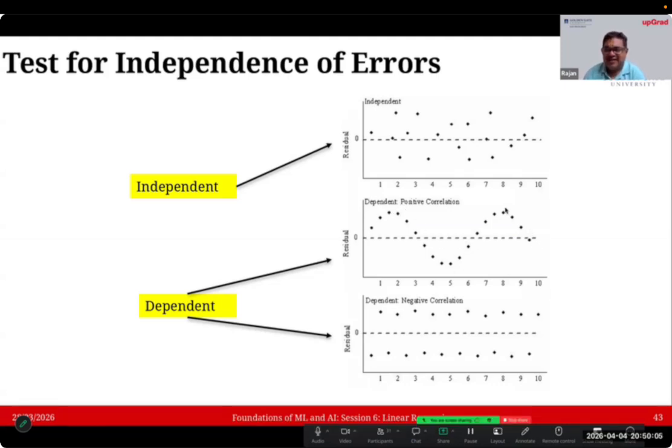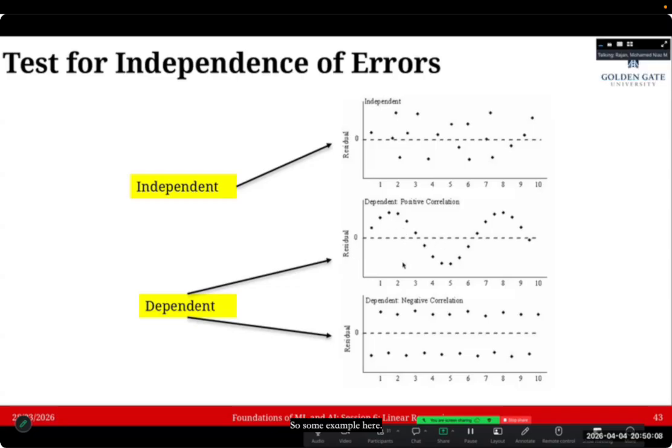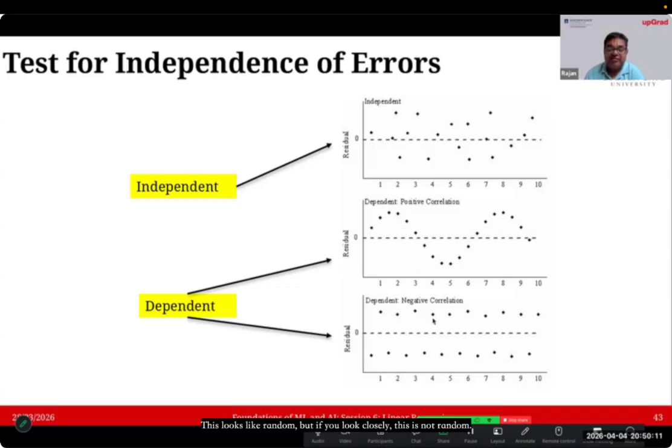Here it is, in some linear regression. This looks like random, but if you look closely, it is not random. This is also cyclical. Remember, they have down, up, down. That's a pattern here. So when we have something like this, the residuals likewise have a pattern.